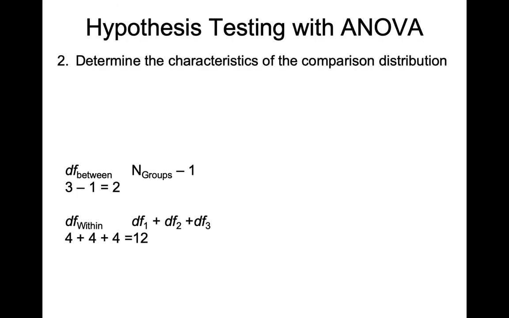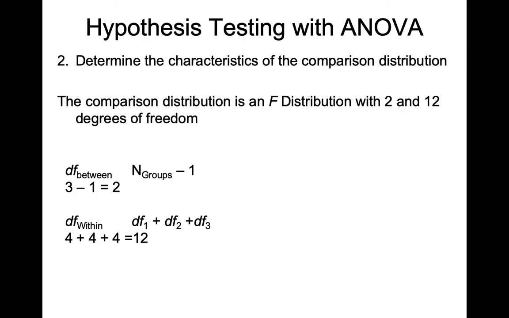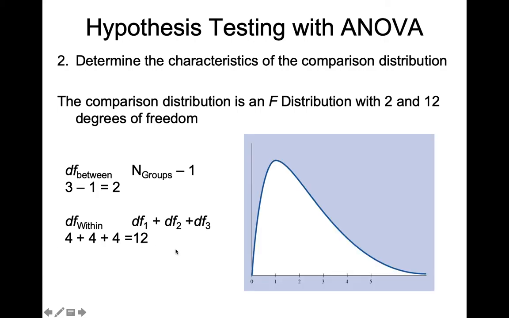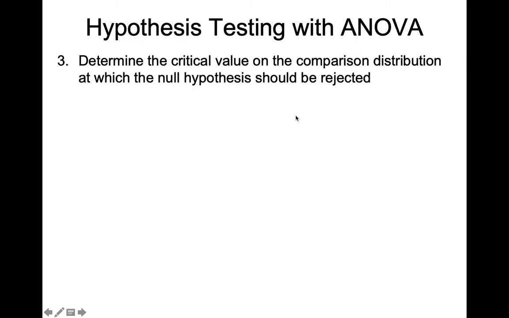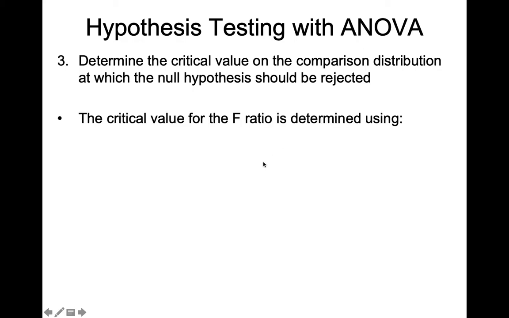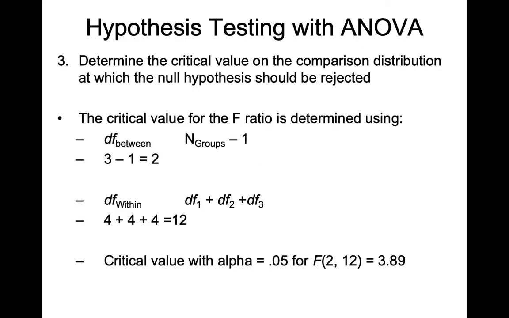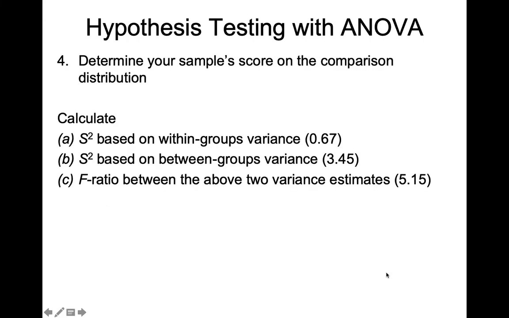So we're going to determine the characteristics of the comparison distribution. We've already determined with our example that this is an F distribution, and we've determined that we've got 2 and 12 degrees of freedom. That's how we calculated it. We're going to determine the critical value on the comparison distribution. We do that by using our degrees of freedom and using our lookup F table. So that number is going to be 3.89. And again, it's always positive. We always have a positive critical value with analysis of variance.